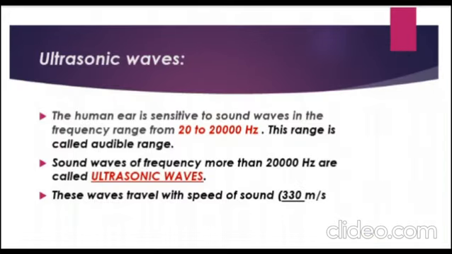The definition of ultrasonic waves: our human ear is sensitive to sound waves in the frequency range from 20 to 20,000 Hz. This range is called the audible range. Sound waves of frequency more than 20,000 Hz are called ultrasonic waves. These waves travel with the speed of 330 meters per second.